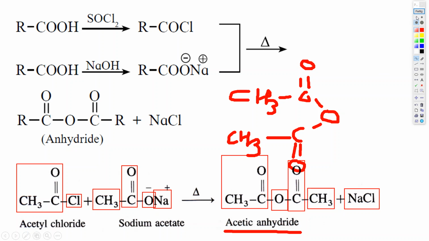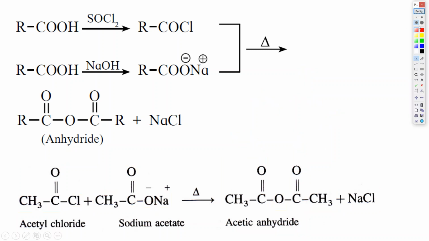Another way to explain it: when the carbon-chlorine bond is broken, the chlorine acquires a negative charge and the carbon acquires a positive charge. So chlorine becomes the nucleophile and carbon becomes the electrophile. And here the bond is broken between oxygen and sodium. The sodium acquires a positive charge and the oxygen acquires a negative charge. So oxygen becomes the nucleophile and sodium becomes the electrophile.